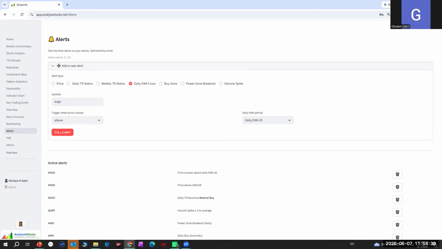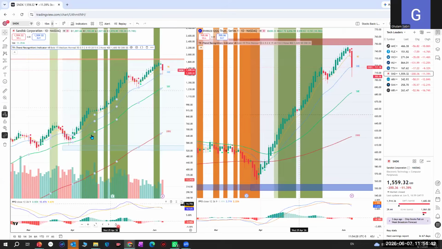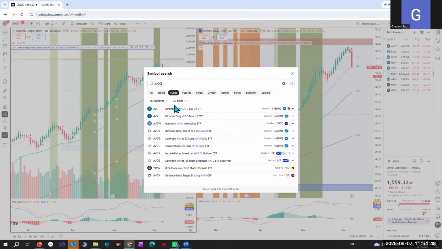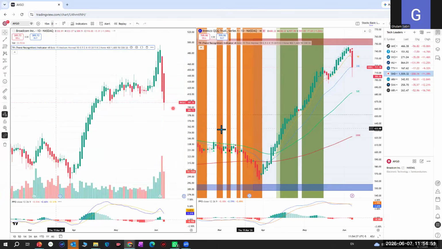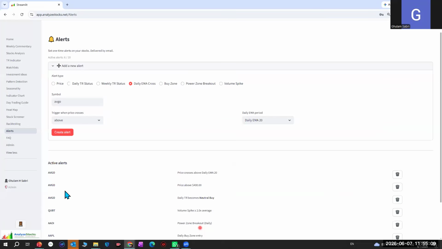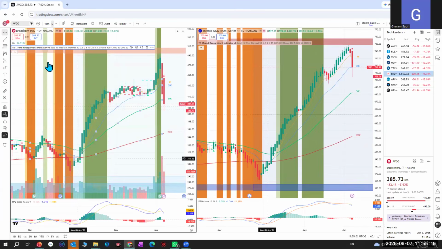So for Broadcom, let's go back to our TR chart and plot Broadcom here, AVGO. Broadcom has come very sharply from something around 490 to 385, more than $100. Now I want that when this first stage appears, it should let me know. That's what this alert is doing. Price above, daily TR becomes neutral buy, then it should trigger. And since it's a daily chart, I will have time. I will check my email. I know, okay, Broadcom is doing this. Is it time to enter?